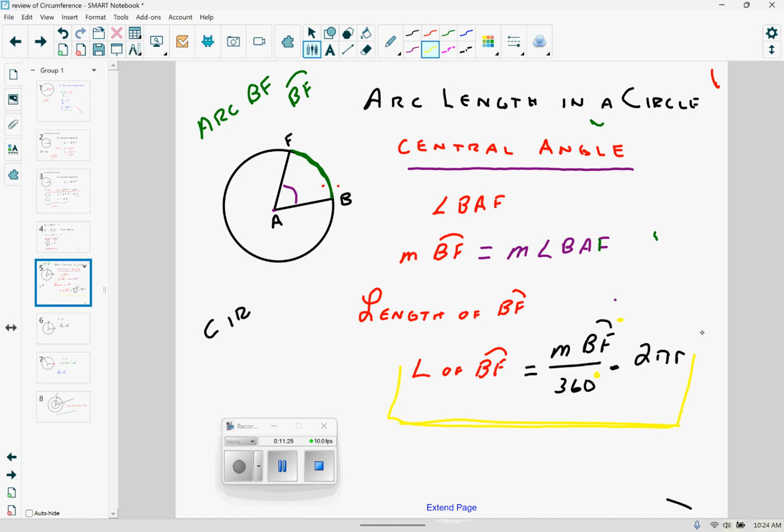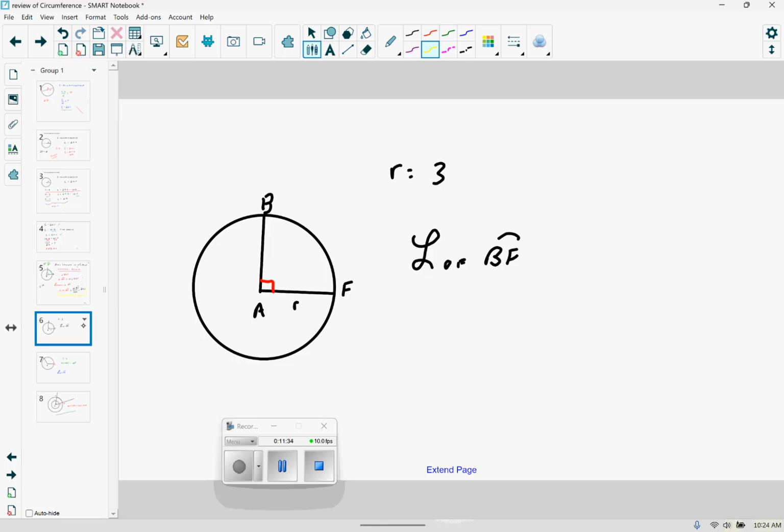So let's use that formula now. Here I have a specific circle with center A and r is 3. I want the length of BF. The length of BF is the measure of arc BF divided by 360 times the circumference, which is 2 pi r, and r is 3. The measure of arc BF is the measure of this angle, which is 90 degrees. So it's 90 divided by 360 times 6 pi. And 90 divided by 360 is 1/4, so it's 6/4 pi, which we can write as 3/2 pi.